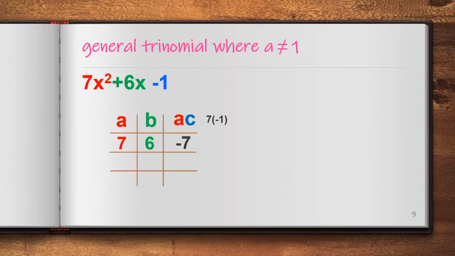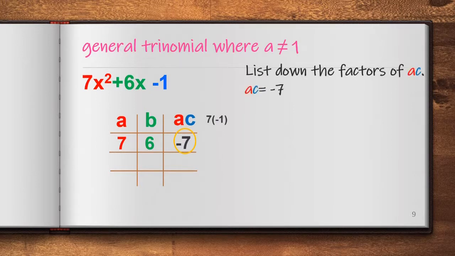Now, we will list down the factors of negative 7. Parang yung ginagawa natin sa A is equal to 1, C nga lang yung nililista natin yung factors doon. Pero dito, AC. So, ano yung mga minumultiply para makuha yung negative 7? Dapat isang positive, isang negative. Yan. Those are the factors of negative 7.